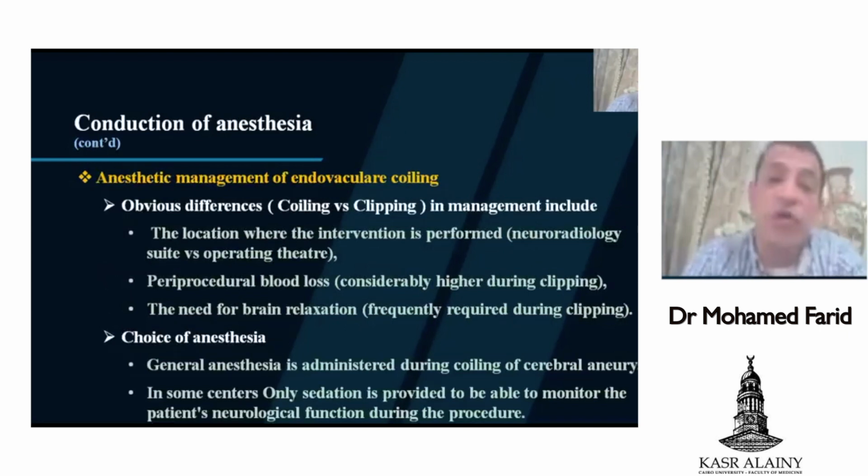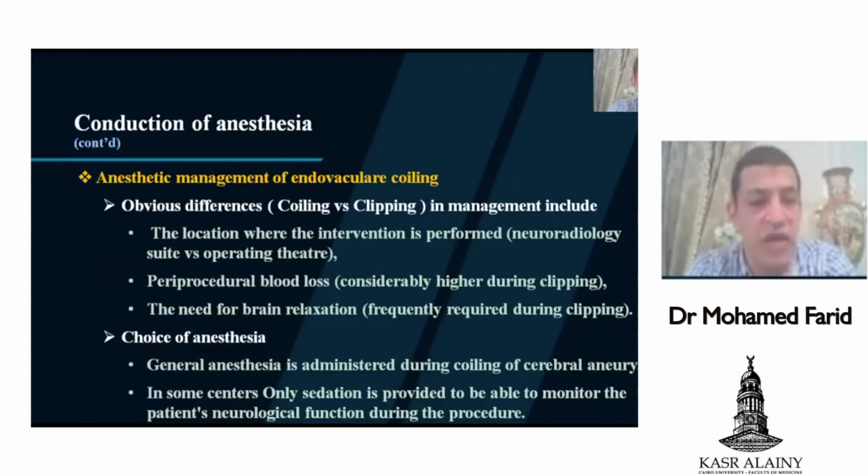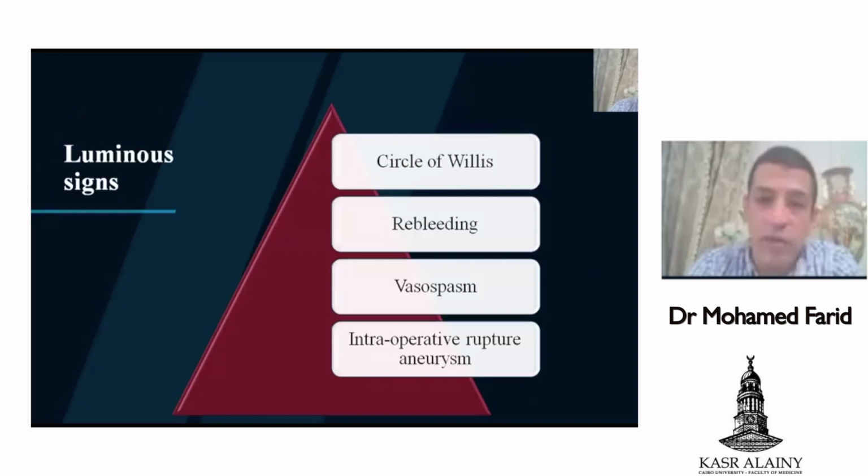Anesthetic management for endovascular coiling for ruptured aneurysm. The obvious differences between coiling and clipping are the location where the intervention is performed, peri-procedure blood loss, and the need for brain relaxation. The choice of anesthesia is general anesthesia, or in some centers only sedation, to allow monitoring of the patient's neurological function during the procedure. Finally, please don't forget the circle of Willis, rebleeding, vasospasm, and intraoperative rupture of the aneurysm.